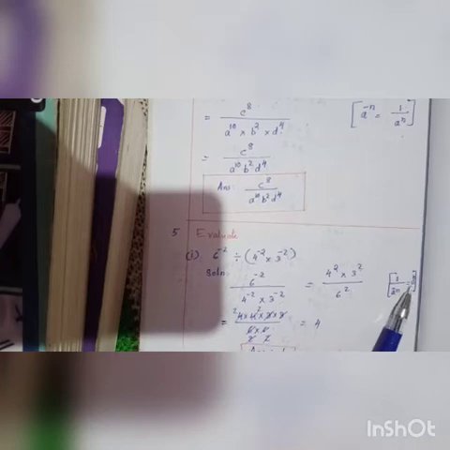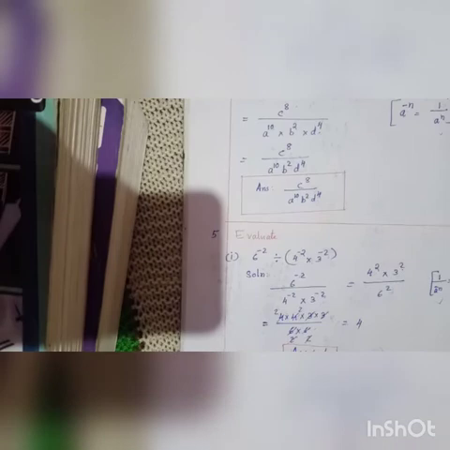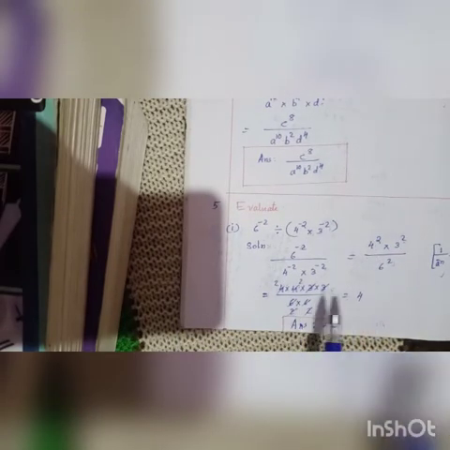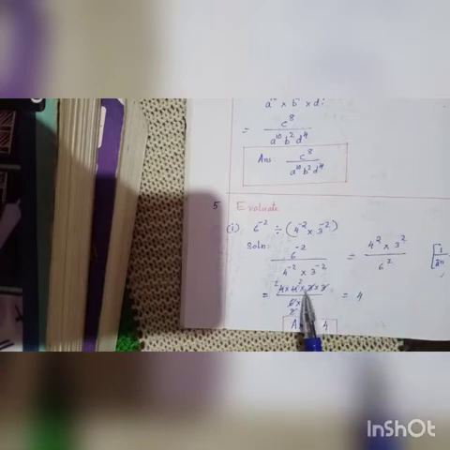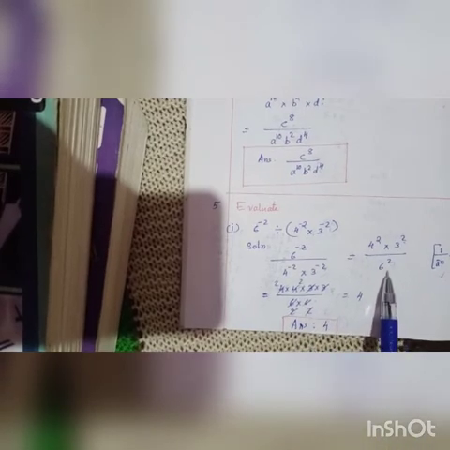4 raised to negative 2 in the denominator, if you write that in the numerator, it is in positive form. 3 raised to negative 2 also in the numerator, it's positive form. So we know the formula 1 by a raised to negative n equals a raised to n. That formula we are using here. Now next, 4 square means 4 into 4, 3 square means 3 into 3, all by 6 square, which means 6 into 6.